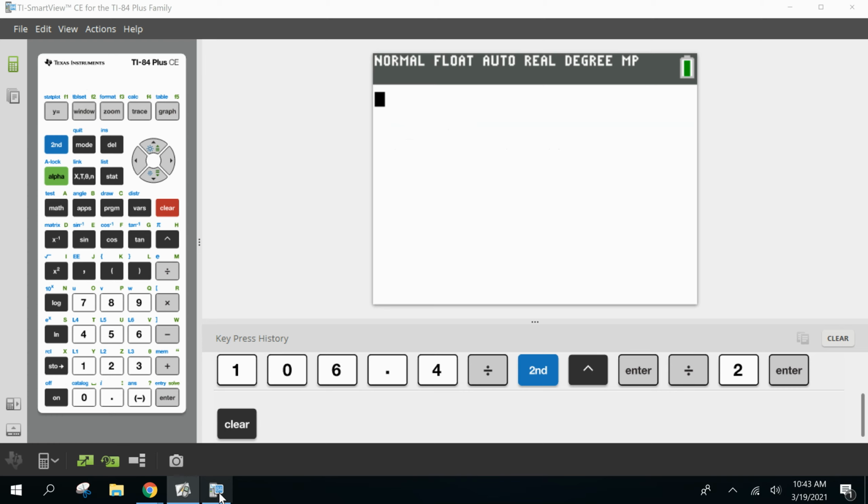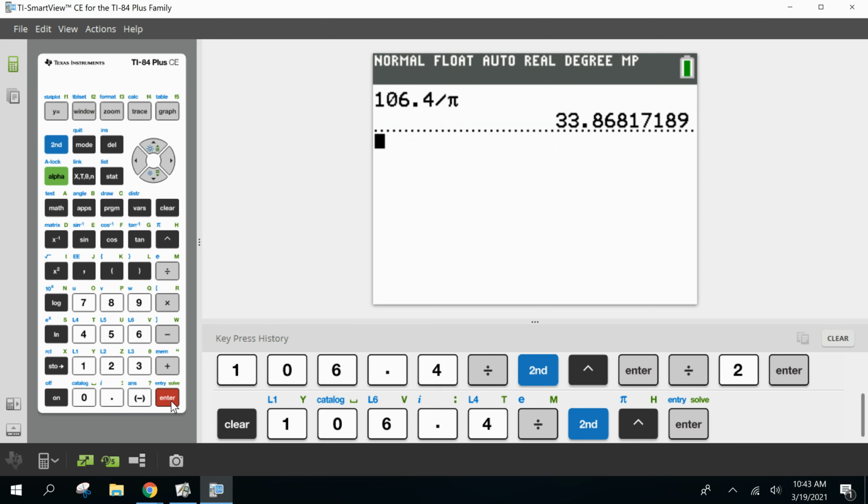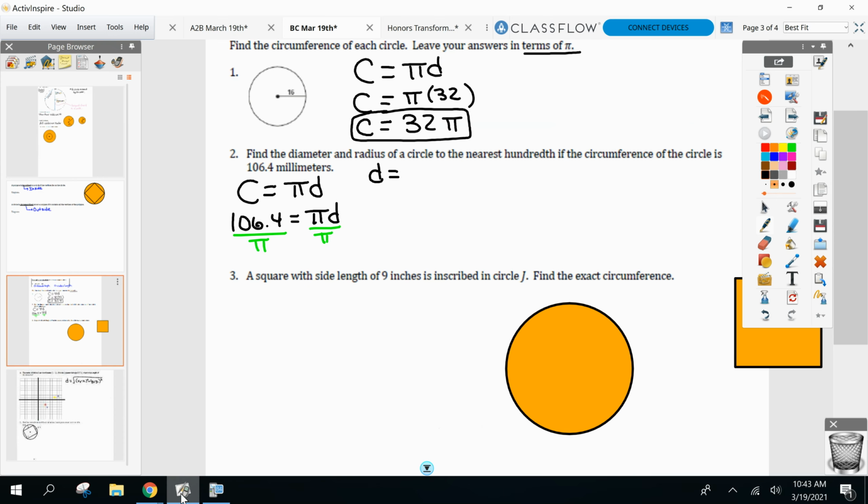And you go right to your calculator again. 106.4 divided by the pi button right above the division sign, above the arrow there. Second arrow. Round to the nearest hundredth, 33.87 millimeters.